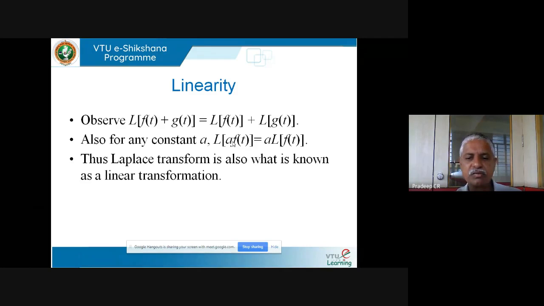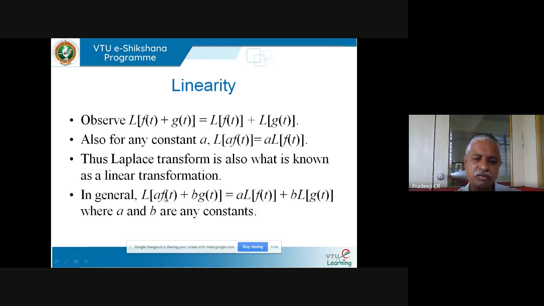So the Laplace transform is also what is known as a linear transformation, which means the Laplace of a f(t) plus b g(t) is a times L of f(t) plus b times L of g(t), where a and b are any constants. Any constants, remember, nothing to do with real numbers, they can even be complex numbers. In fact, we are going to use that soon.